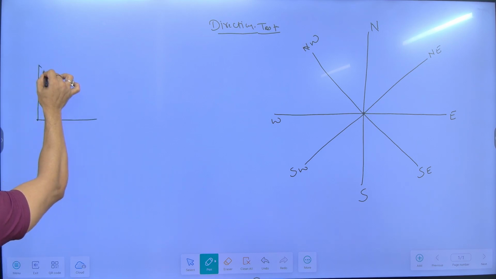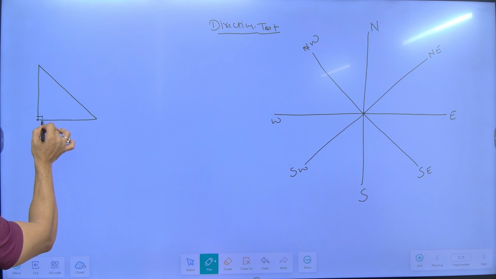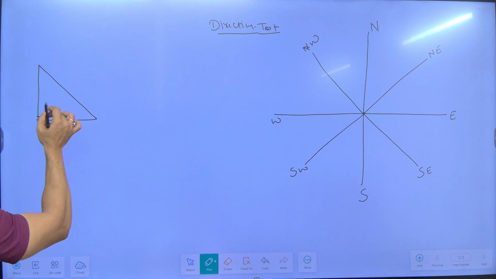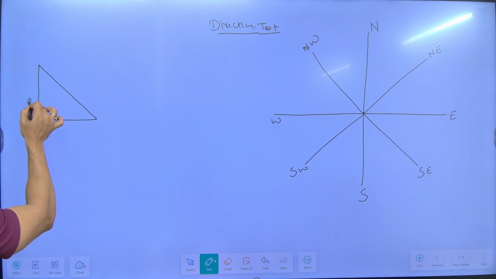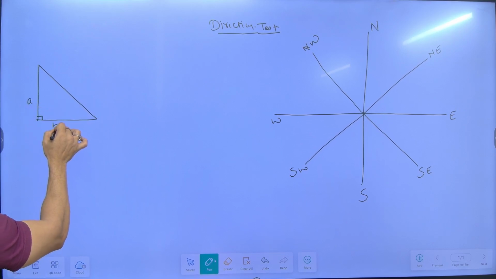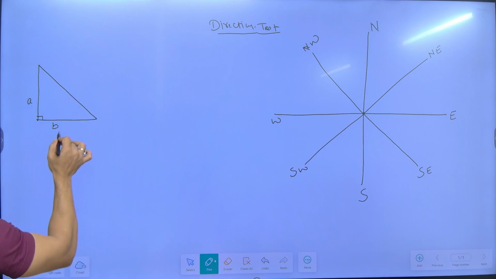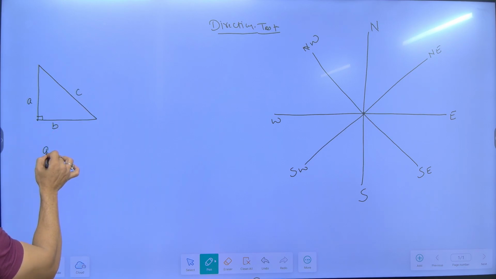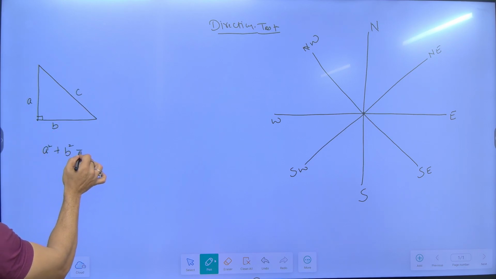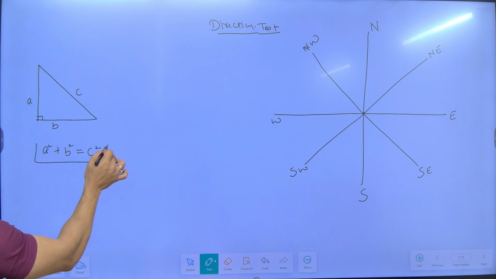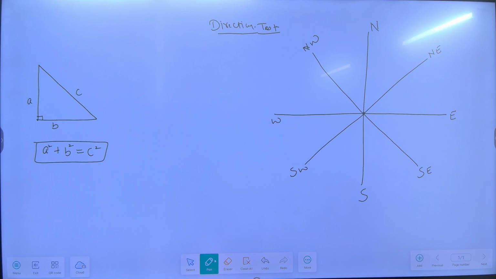What is the Pythagoras theorem? In a right angle triangle, this is called the hypotenuse, and these two, let's say this is length A and this is length B. So this is what? C. So there is a relation: A square plus B square is equal to C square. That's it, right? So first is the Pythagoras theorem, second is about direction.